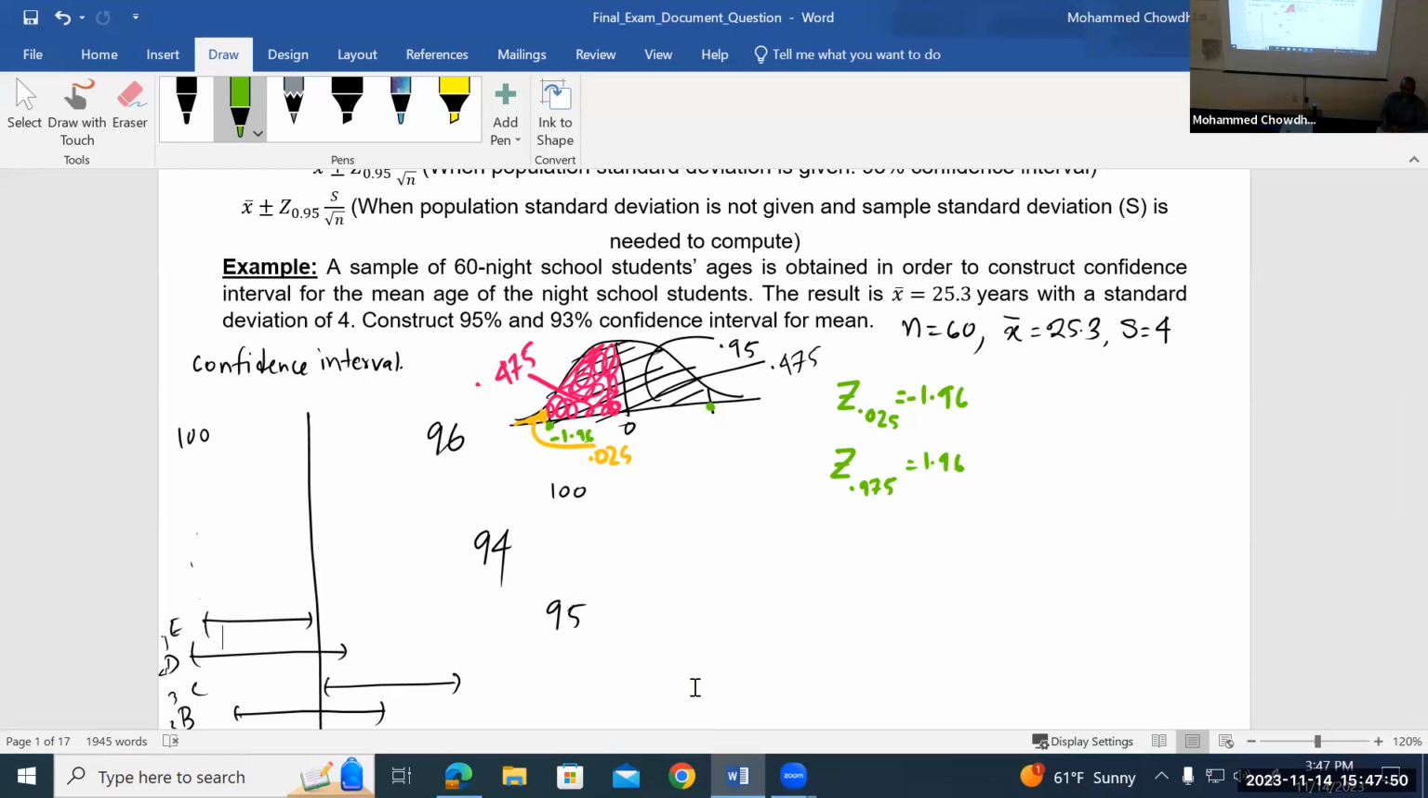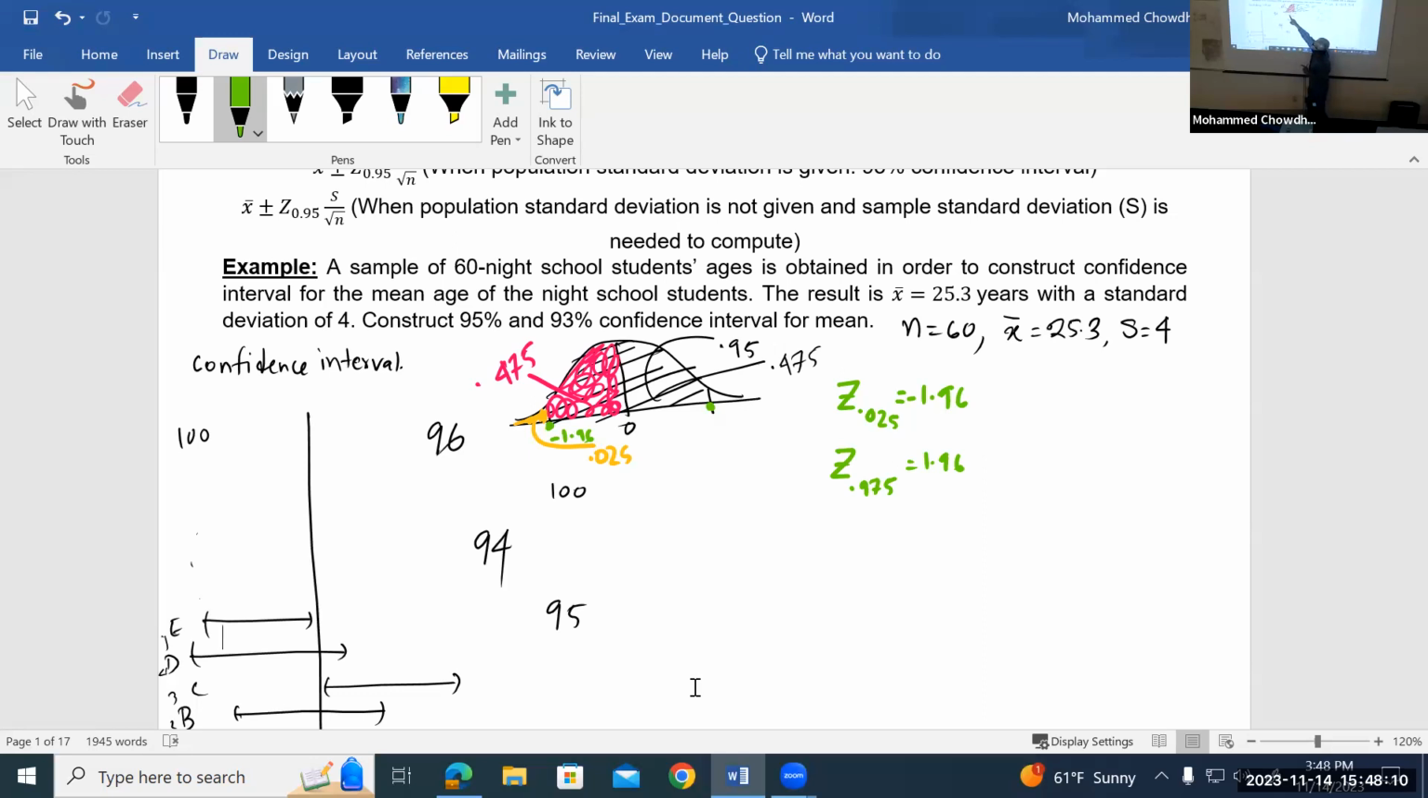Anyone get confused in here? Looks like you are confused. Okay, let me again explain this thing. I write here 0.025, right? Take a look at the board in order to understand. I write here 0.025. 0.025 is this yellow area, okay?